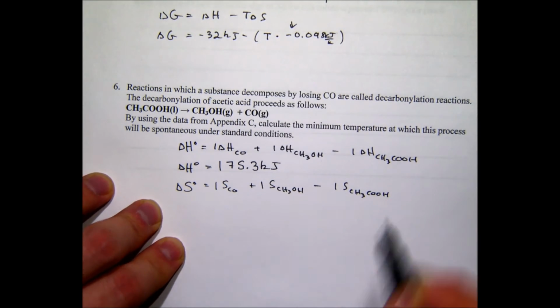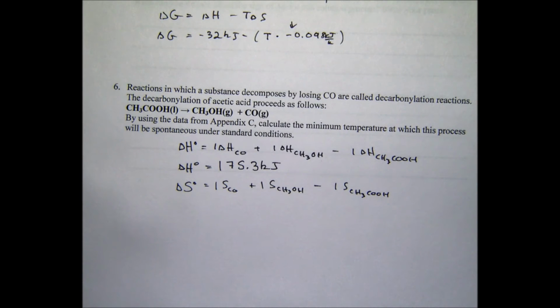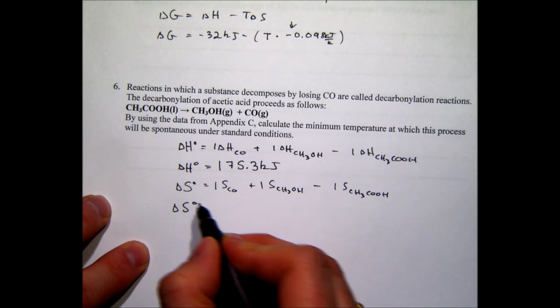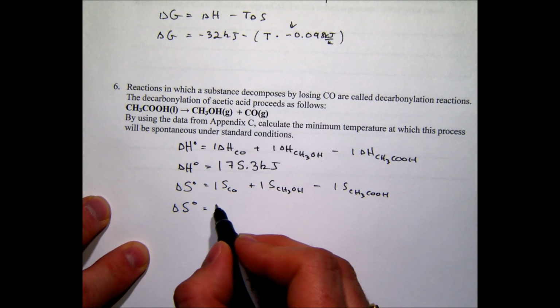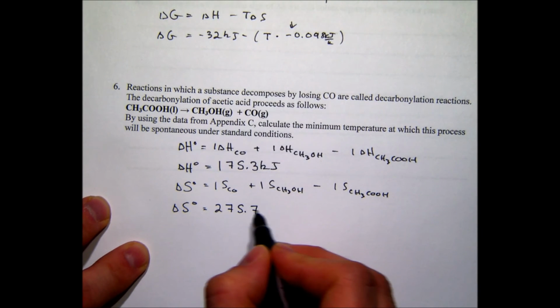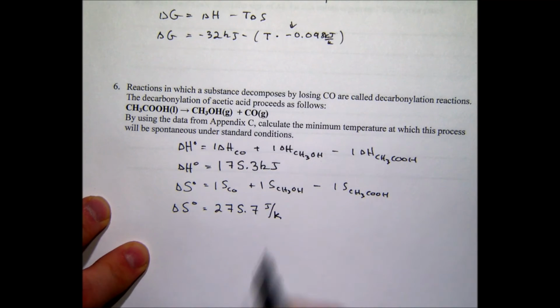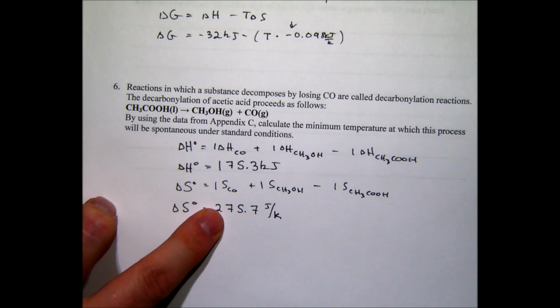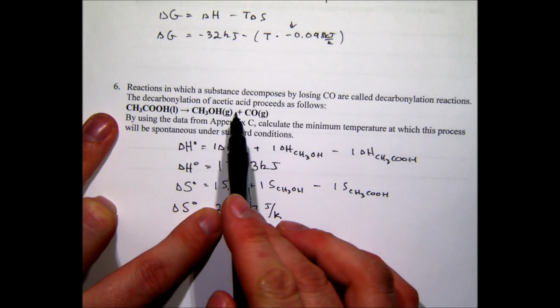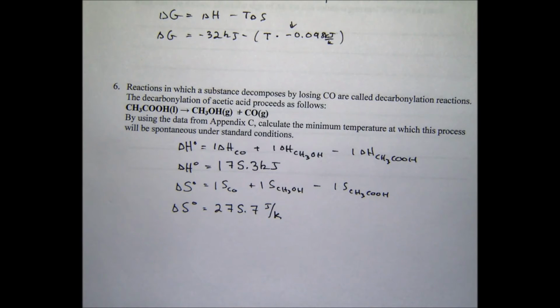And again, we fill the values in from the chart for those entropies, and we end up with the standard entropy change equal to 275.7 joules per Kelvin. This makes sense. It's a pretty big increase, but we're going from 1 mole of liquid to 2 moles of gas, so the increase is quite large.